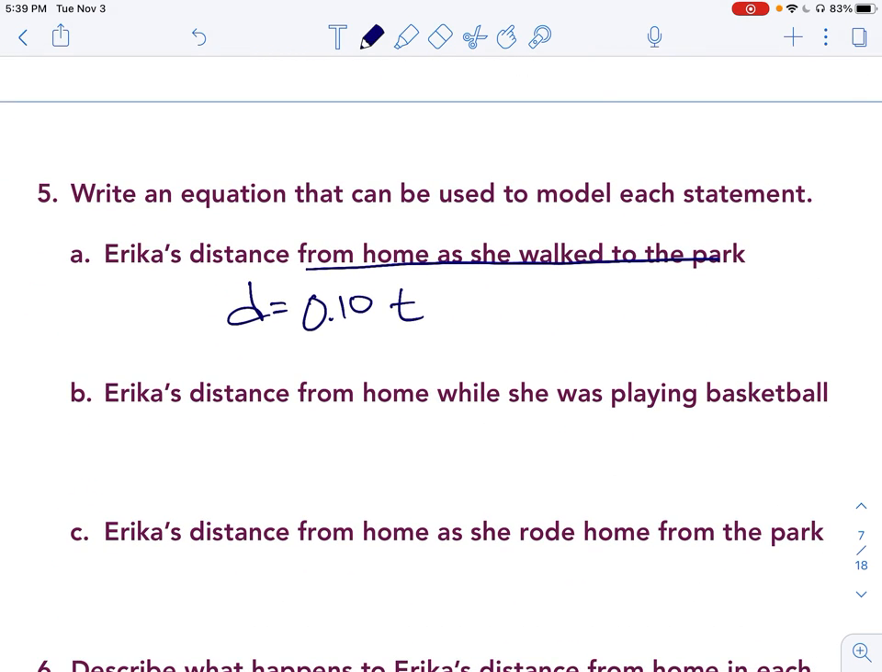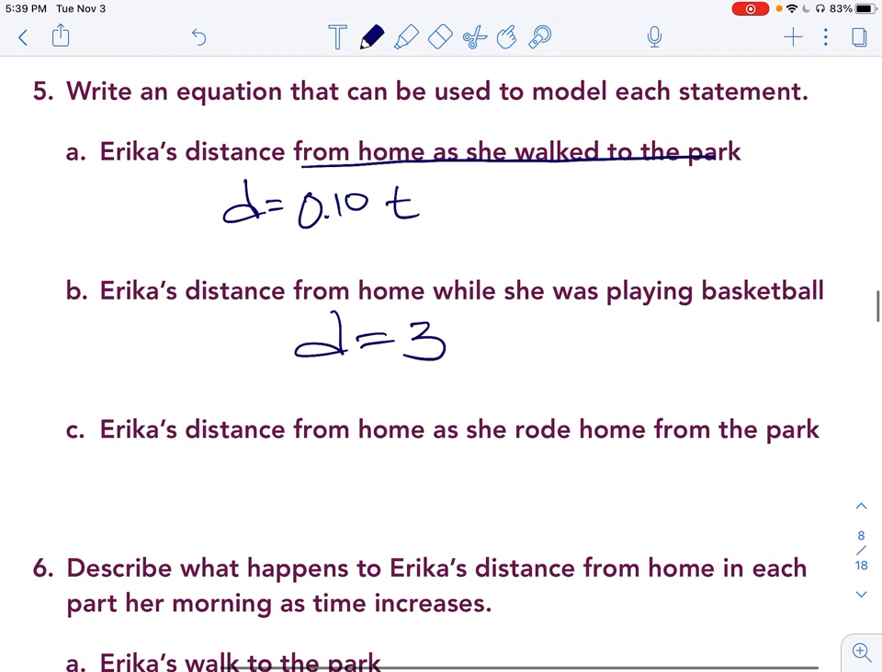Now, we want to do Erica's distance. Oh, sorry. Going from home while she was playing basketball, her distance from home was 3 miles. And then from home as she rode home from the park. Well, she started at 3 and she went towards the house. And if you remember, she went at 0.25 miles per minute.